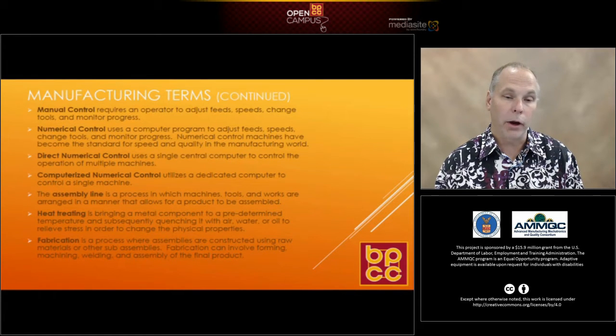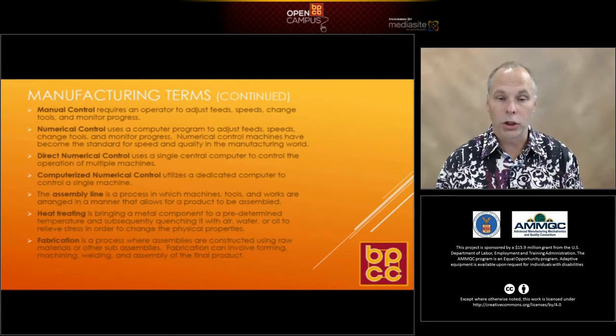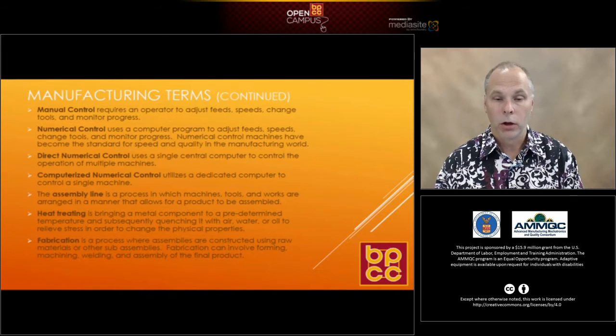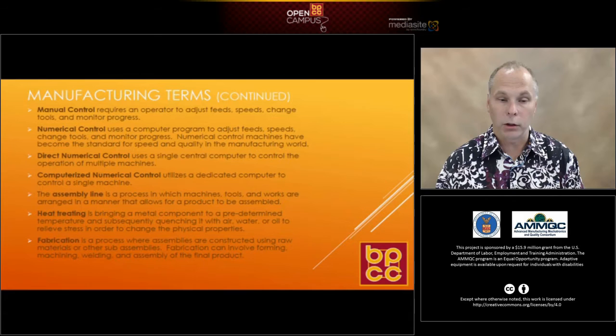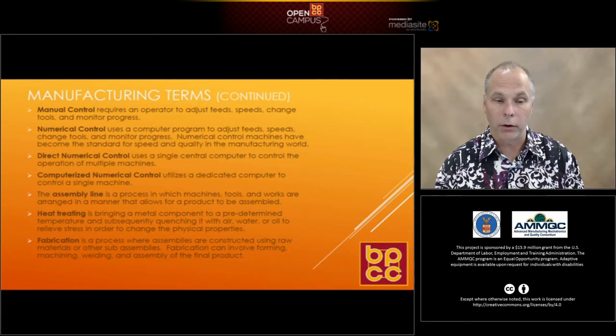You have a direct numerical control, which uses a single central computer to control operations of multiple machines. You have several machines working throughout the area, maybe even at a remote location, and this direct numerical control is feeding, controlling, adjusting, changing out tools. And then, of course, computerized numerical control uses a dedicated computer to control a single machine. We've all heard of CNC machines, seen them on TV, watched them on YouTube. A CNC machine has a computer built into the machine itself. You program it and it runs through its process to finish with a final assembly.